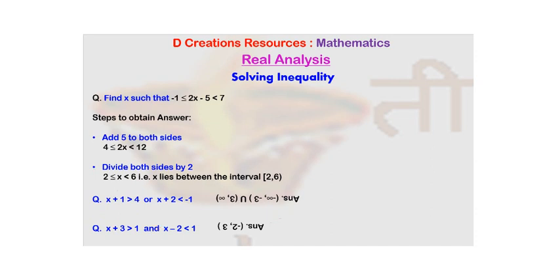x plus 3 is greater than 1, and notice both the inequalities need to be followed, and x minus 2 is less than 1. So here, due to this 'and', you don't have to use any union. In fact, the answer is going to become compact, and if you quickly solve it, you will realize this is the answer that is shown here, minus 2 to 3.